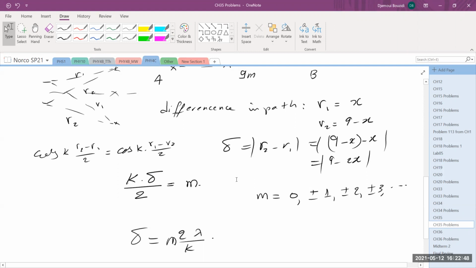Okay. The difference in path has to be m lambda. This is the phase itself, which has to be a multiple of pi. Okay, this has to be m pi. That is basically the whole argument. It has to be m pi in this case, okay? So this is the phase difference.